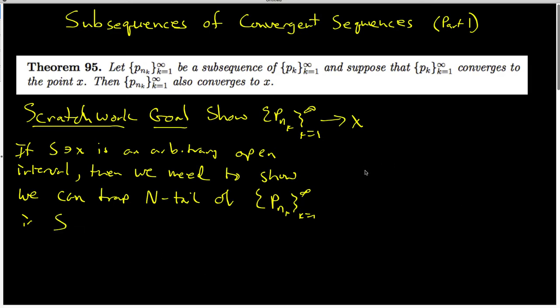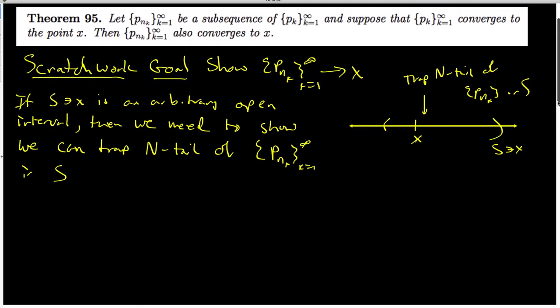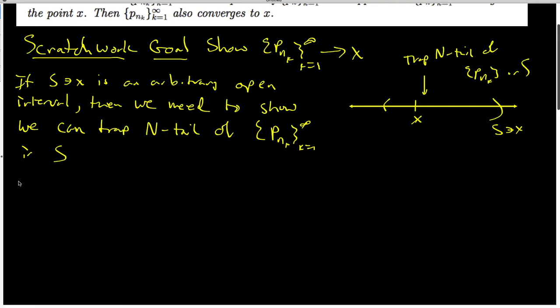Well, let's actually draw a picture of what's going on here. Here's my number line, here's x, here's the open interval S, and I want to trap the capital N tail of the subsequence inside S. Now, in order to figure out how I'm going to do that, I really need to be thinking in terms of how the terms of the subsequence work. So let's look at the terms of the subsequence.